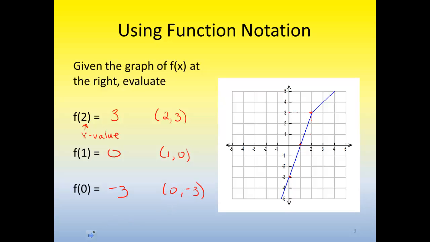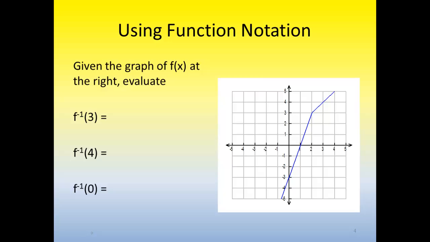So what happens with inverses? Well, if it's the same graph with the inverse notation, this 3 inside the parentheses is no longer an x-coordinate, but it is a y-coordinate, and it's saying find the x-coordinate that goes with it. So we are flipping the x and the y coordinates in that function notation.